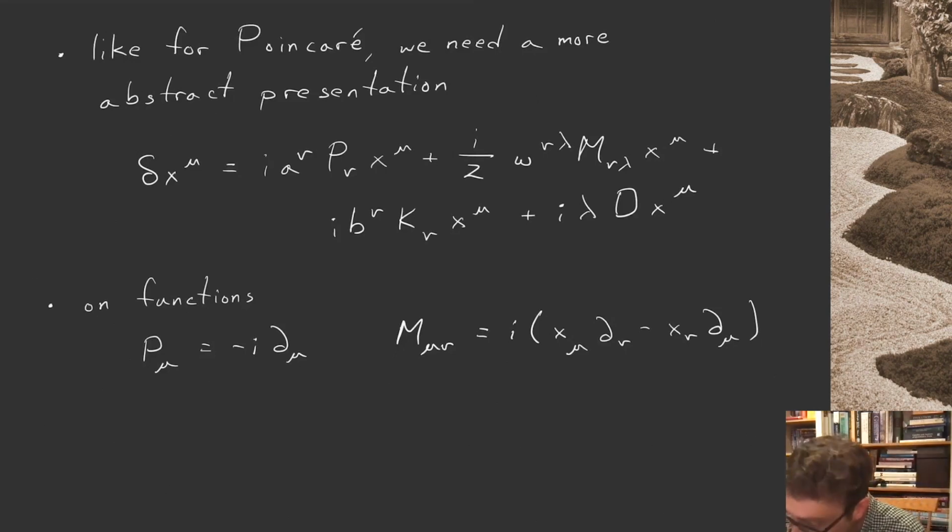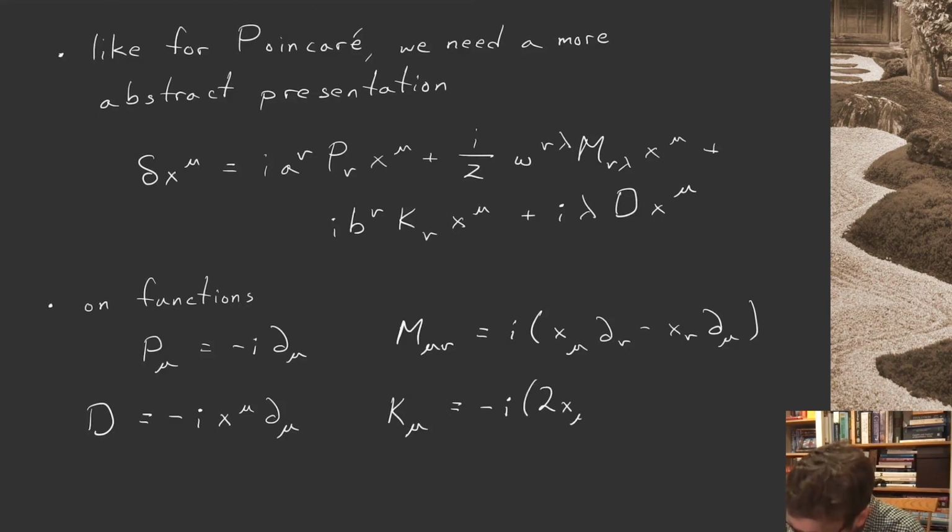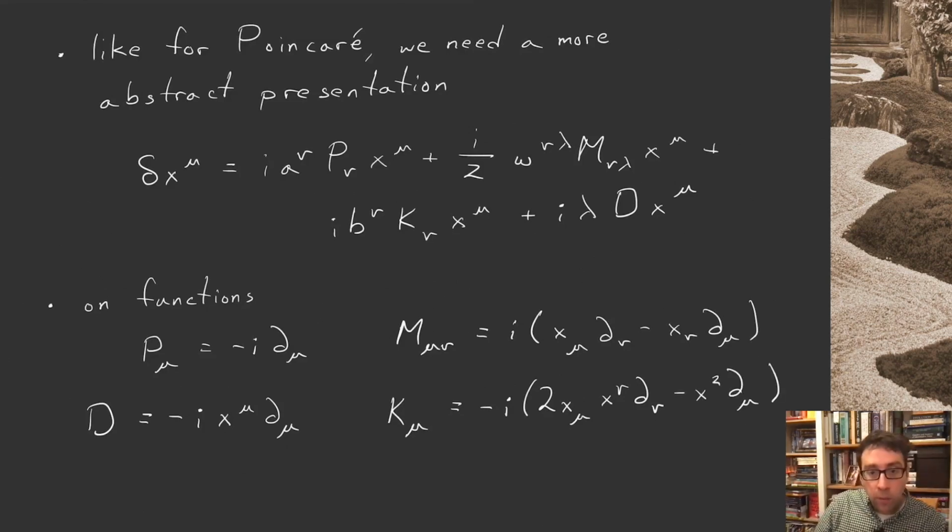So that's as before, but now we're also going to have dilatations, which we can write as minus i x^mu d_mu, and we can write special conformal as minus i (2 x_mu x^nu d_nu minus x squared d_mu). And now given these, we can work out the commutation relations, just like we did for Poincaré.